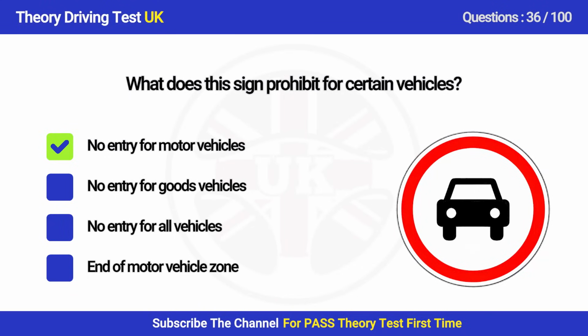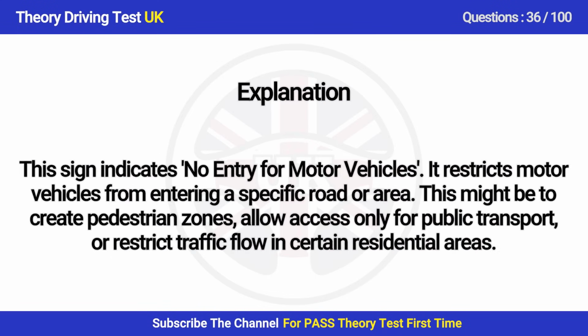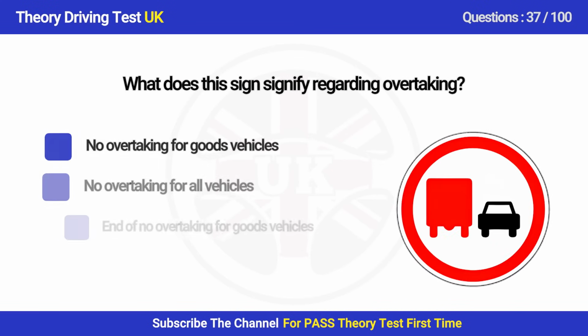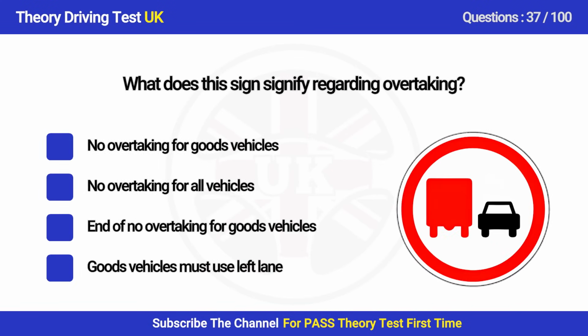Answers is A. No entry for motor vehicles. This sign indicates no entry for motor vehicles. It restricts motor vehicles from entering a specific road or area. This might be to create pedestrian zones, allow access only for public transport, or restrict traffic flow in certain residential areas. Question 37. What does this sign signify regarding overtaking?